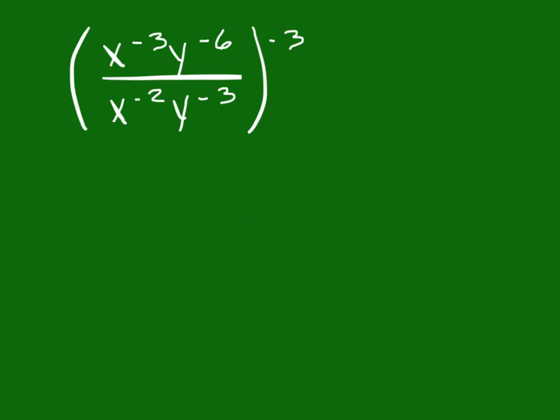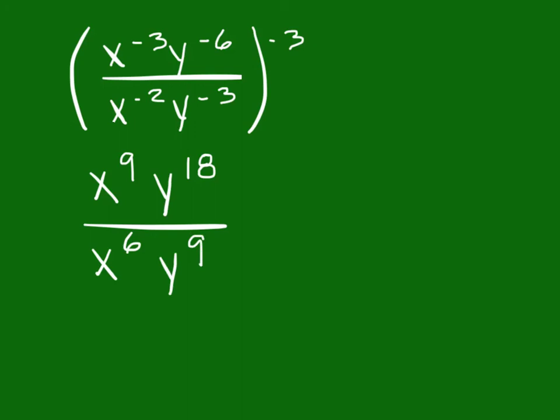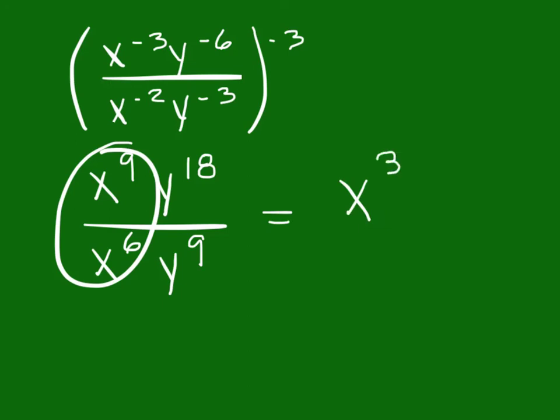Multiply through by the negative 3 for the exponents to get x to the 9th, y to the 18th, over x to the 6th, y to the 9th. Everything is positive, so just take a look at the x's. The largest one is on top, the difference is 3. Largest y is on top, difference is 9.